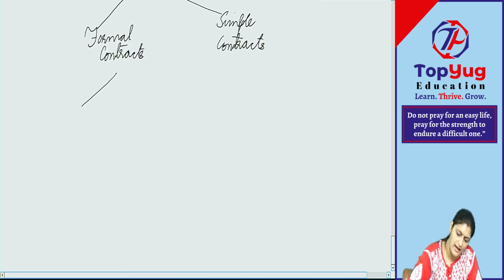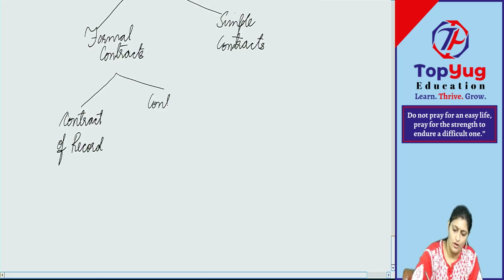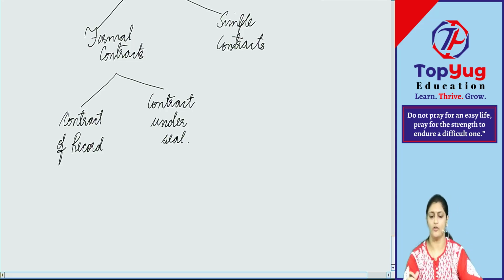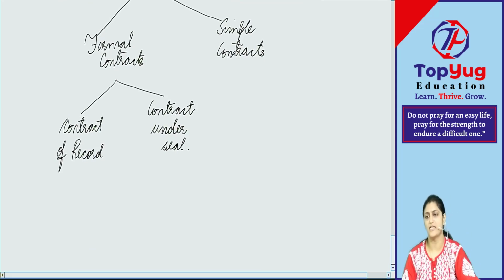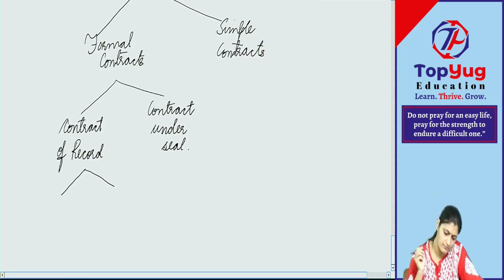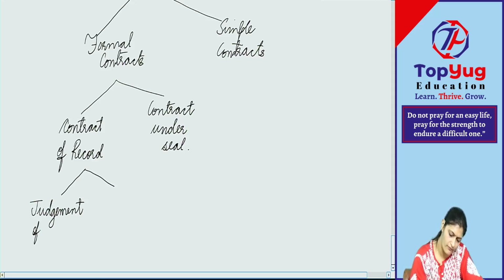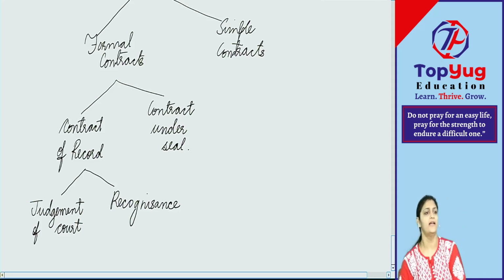Under formal contracts, you again have two types: contract of record and contract under seal. Now, under contract of record, again you have two types: judgment of court and recognizance. Don't worry, not important.